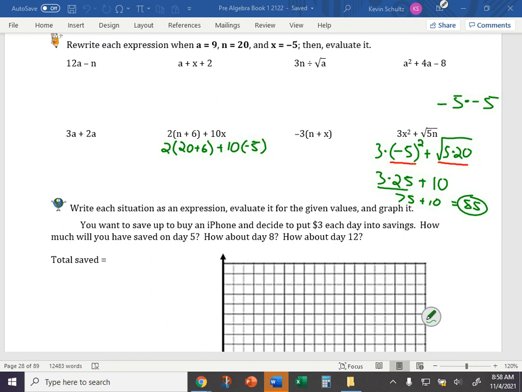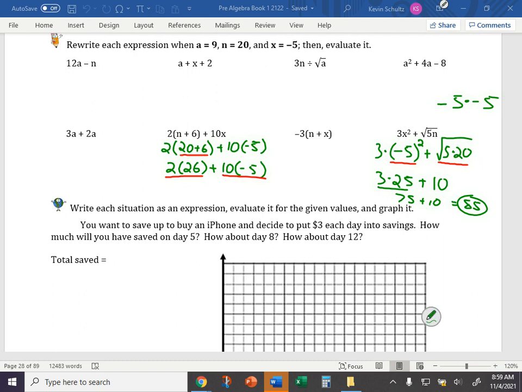We do the order of operations. We're going to do our parentheses first. Right, so 20 plus 6 is 26. So we get 2 times 26 plus 10 times negative 5. When I do my multiplication, can I do both these multiplications in the same step? Yes, because they're separated by addition, right? They don't affect each other.